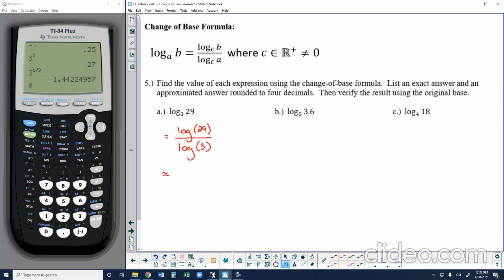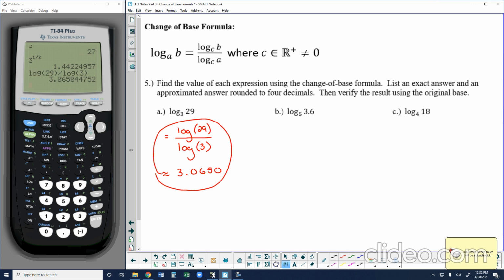This is the exact value, but we can also now approximate this value. So log of 29 divided by log of 3 is approximately 3.07. Oh, sorry, the directions say to round to 4 decimals. Probably should have read that first. Round to 4 decimals. And then it says to verify our results. Let me show you that this does work.